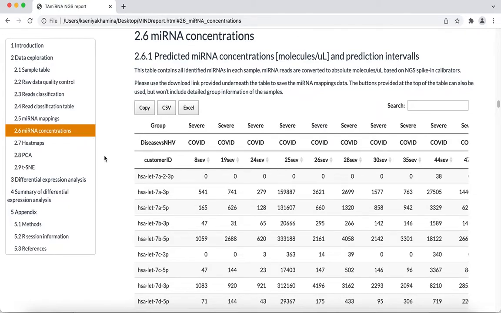2.6 microRNA concentrations. 2.6.1 Predicted microRNA concentrations, molecules per microliter of input RNA, and prediction intervals. This table contains information about all identified microRNAs in each sample, and microRNA reads were converted to absolute molecules per microliter based on the miND spike-in calibrator. This information can also be downloaded either as an Excel table or as a CSV file, or copied.